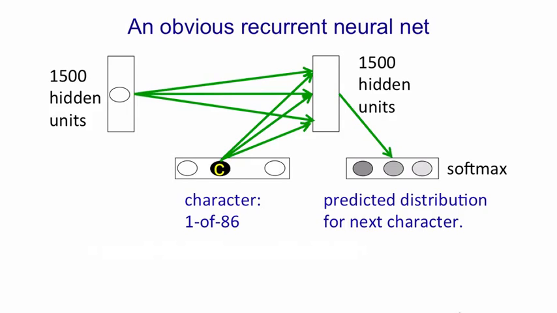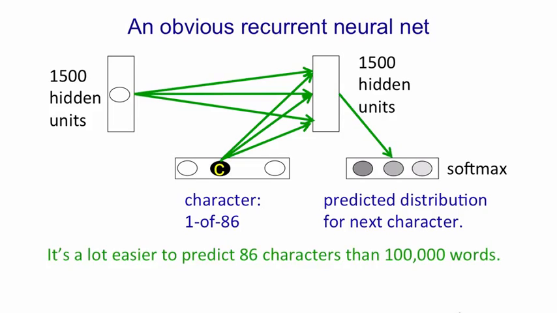So we have a single softmax over the 86 characters, and we get the hidden state to try and assign high probability to the correct next character and low probability to the others. And we train the whole system by backpropagating from that softmax the log probability of getting the correct character. We backpropagate that through the hidden to output connections, back through the hidden to character connections, and then back through the hidden to hidden connections, and so on all the way back till the beginning of the string. It's a lot easier to predict 86 characters than 100,000 words, so it's easy to use a softmax at the output. We don't have the problem of a great big softmax.